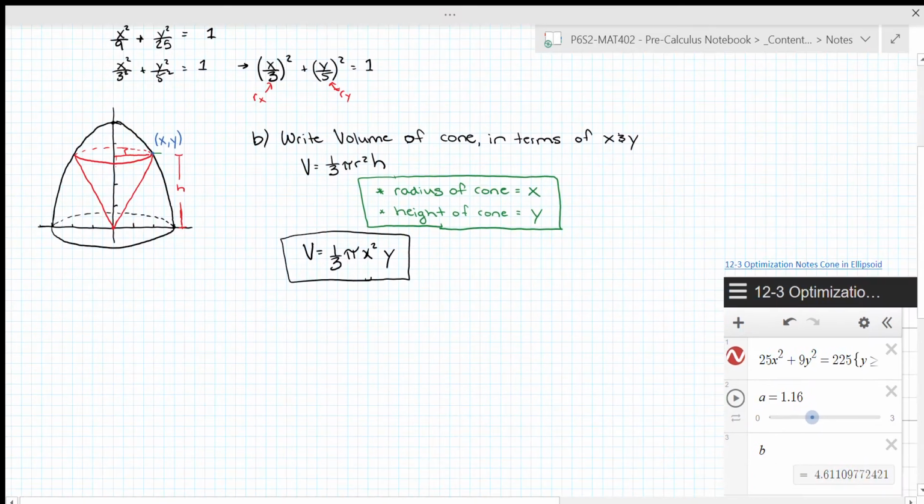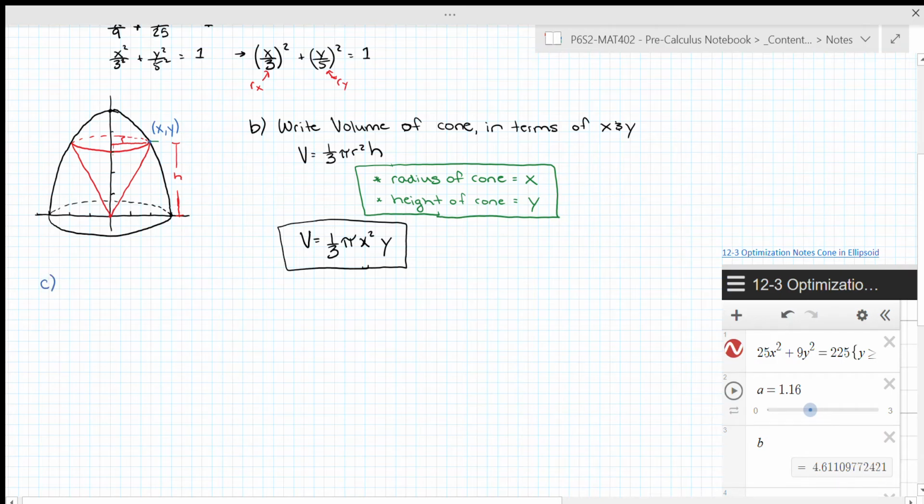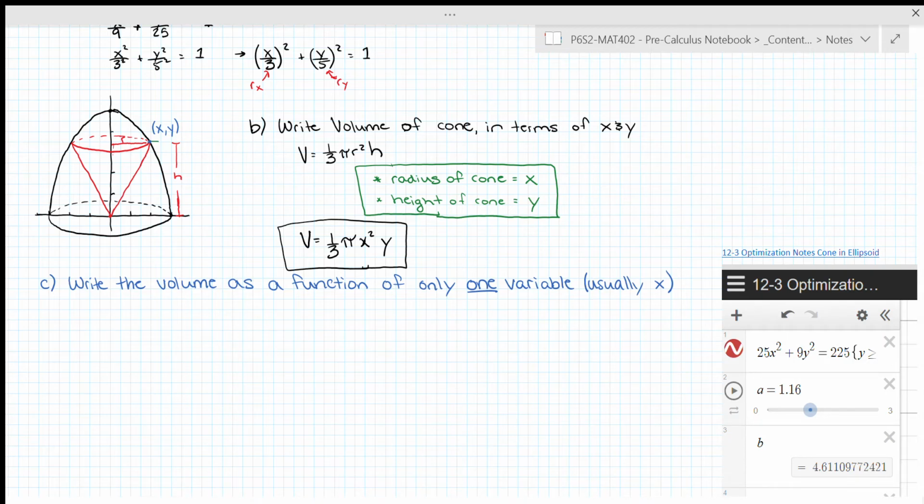So my last step, the third thing I need to do, is write the volume as a function of only one variable. And we usually make this be x, just because it makes the most sense when you're graphing this at the end. Sometimes the math actually ends up being easier to make it be y, but the Desmos graphs look a little wonky. So I would usually choose it to be your x variable.